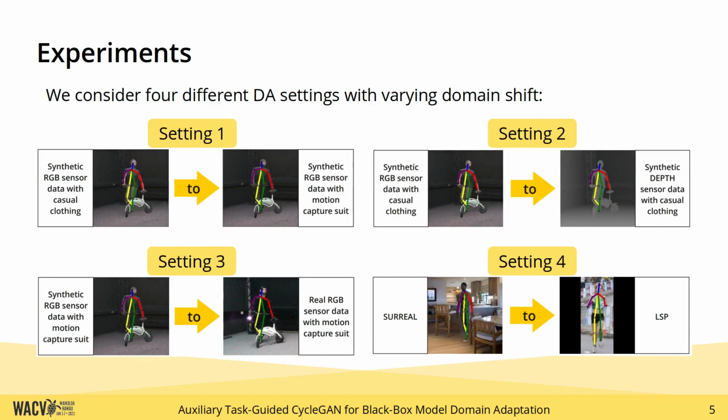We consider 4 different domain adaptation settings with varying domain shift. Settings 1 to 3 are based on our dataset. In setting 1, we only modify the avatar's appearance in simulation. Setting 2 investigates cross-sensor transfer from synthetic RGB data to synthetic depth data. Sim-to-real adaptation is performed in setting 3, while setting 4 investigates domain adaptation from the serial to the LSP dataset.